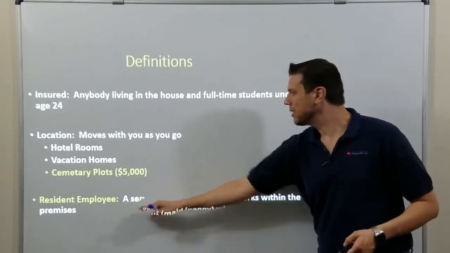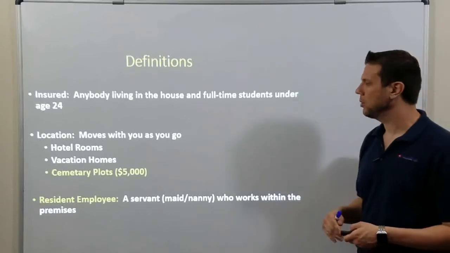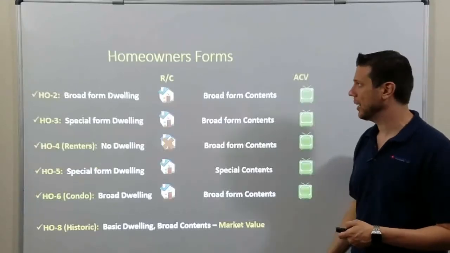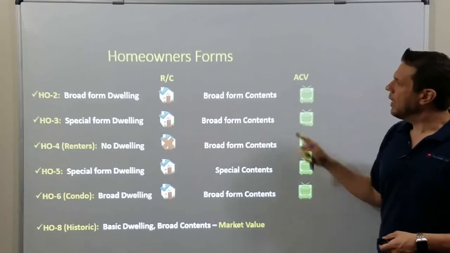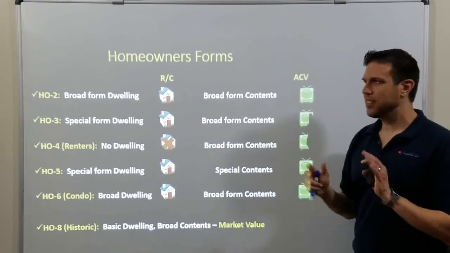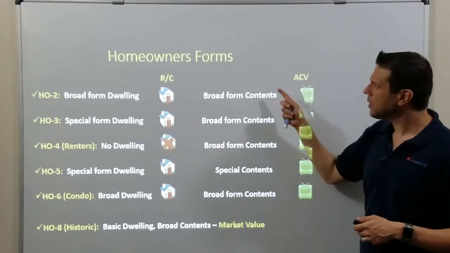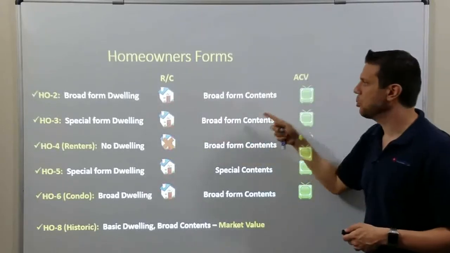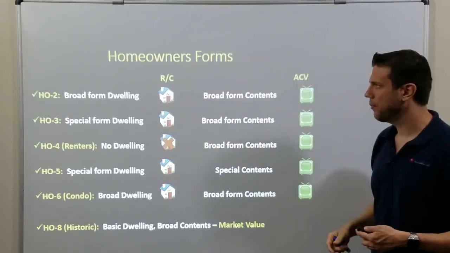We already talked about a resident employee. There's somebody who works on the house that's like a maid or a nanny or something like that. Now I like this chart. I spent a lot of time making this chart. This is the differences between the homeowners policies.